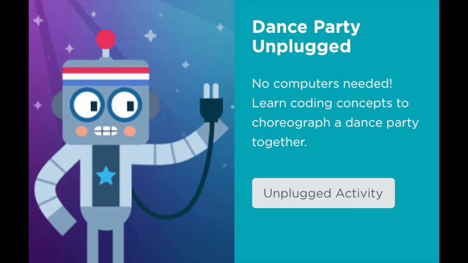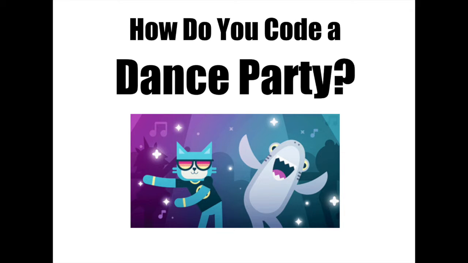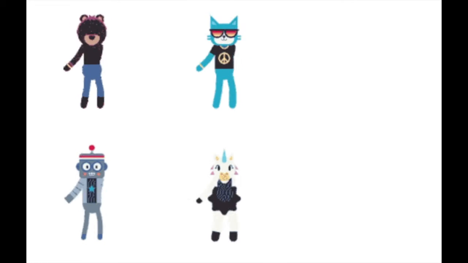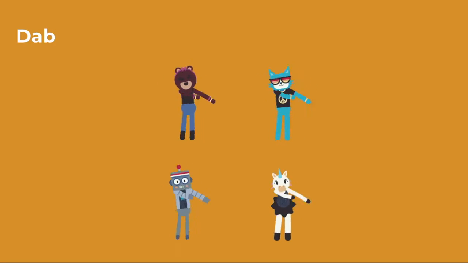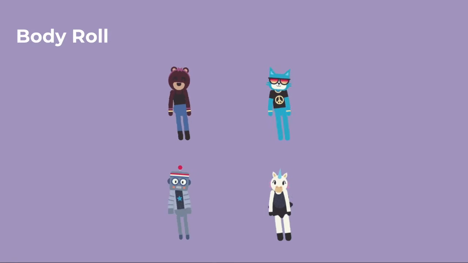The next thing has no electronics anywhere. The name of it is How Do You Code a Dance Party? You're going to code your classmates by writing down pieces of code, and they will learn what an event is and then act it out.